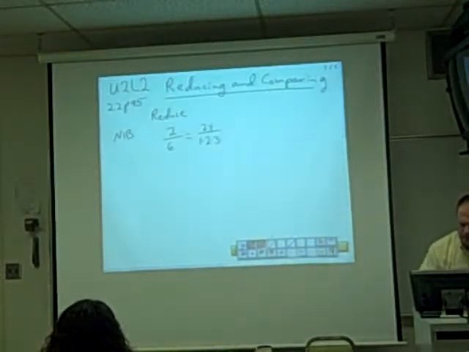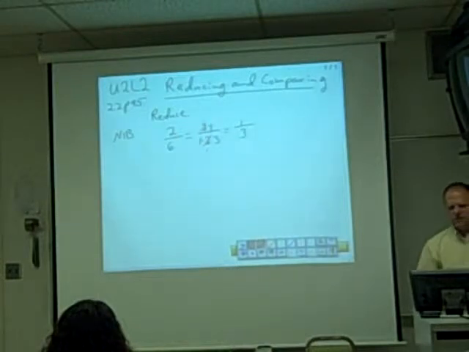Okay, and so we can look at this and say, all right, 2 can divide into itself. And so that would be 1 for each of those. So now we just multiply 1 times 1, that'll be 1. And then 1 times 3 is 3. So 2 over 6 reduces to 1/3.